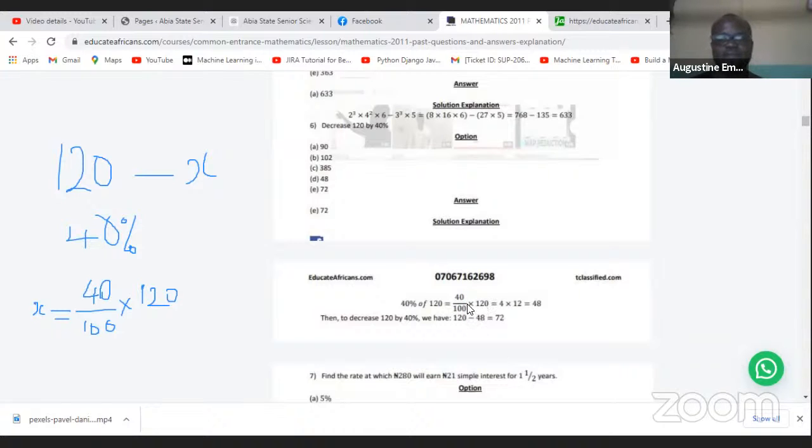For you to know 40% of 120 or 40% of anything, it's going to be 40 over 100 times that thing. So if you cancel the 0 here and the 0 here, it becomes 4 over 10. Cancel this 0, cancel this 0. It becomes 4 and 12 here. 4 times 12 is 48. So to decrease 120 by the 40%, simply reduce 120 by 48. That means 120 minus 48, giving us 72.